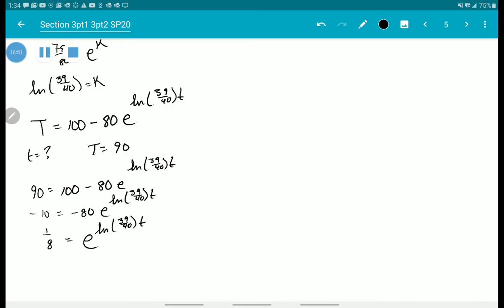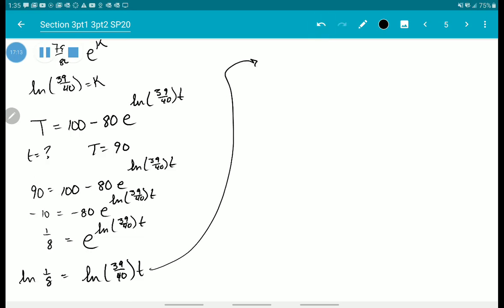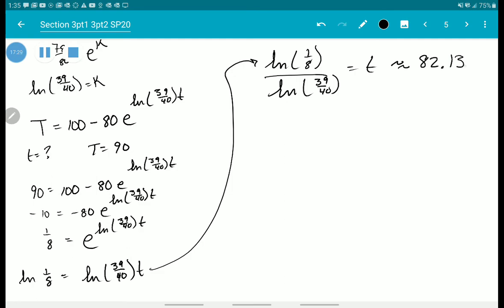And now if I take the ln of both sides, this ln and this e will reduce. And that's going to leave me with the ln of 39 over 40 times t, because it's going to leave me with all that exponent, and all this is the exponent. So t is going to be equal to the ln of 1/8 divided by the ln of 39 over 40. And that's going to be approximately 82.13 seconds.